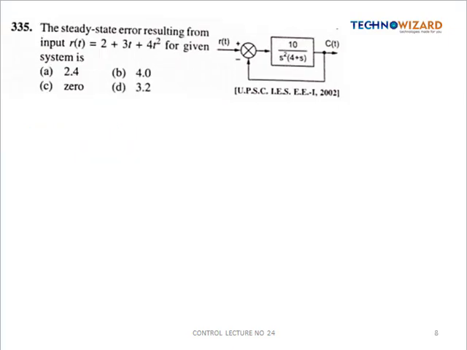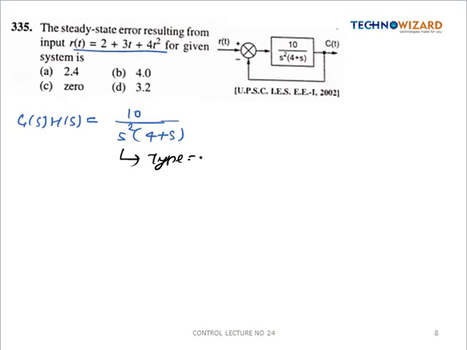Next question is, the steady state error resulting from an input r(t) = 2 + 3t + 4t² for the given system is. So this is also a similar question. We have to first find the open loop transfer function G(s) H(s). It will be equal to 10/(s²(4+s)). As the two open loop poles are lying at the origin, this is type 2, and in type 2 the error exists for the parabolic input.